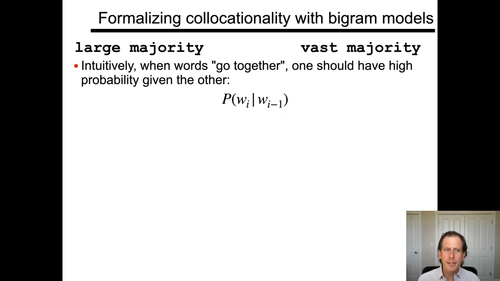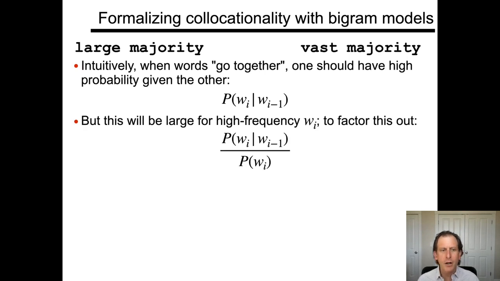There is a shortcoming to this initial formalization, which is that all else being equal, a high frequency word will be more probable than a low frequency word. So for example, the word "the" is high frequency in a lot of different contexts. But generally, I think we feel like "the" is not a very collocational word at all. It doesn't have many collocations at all.